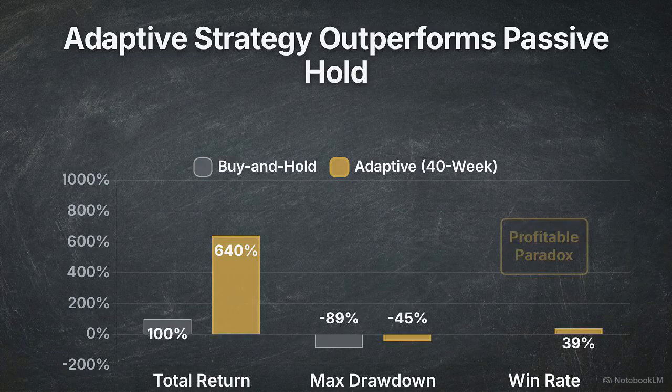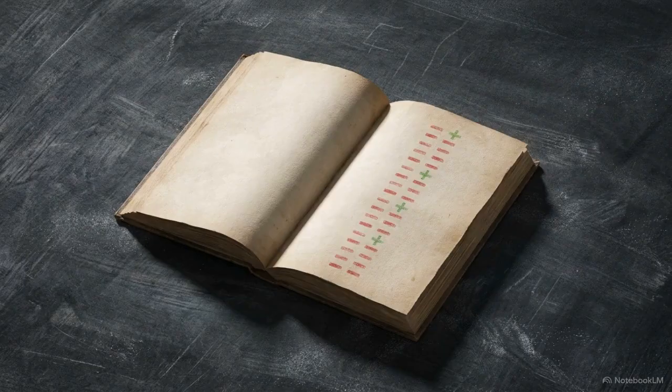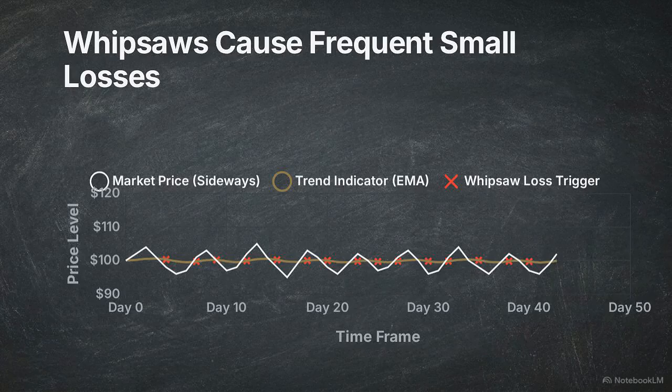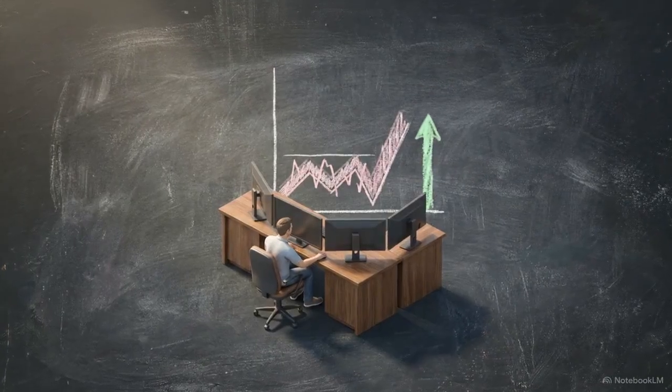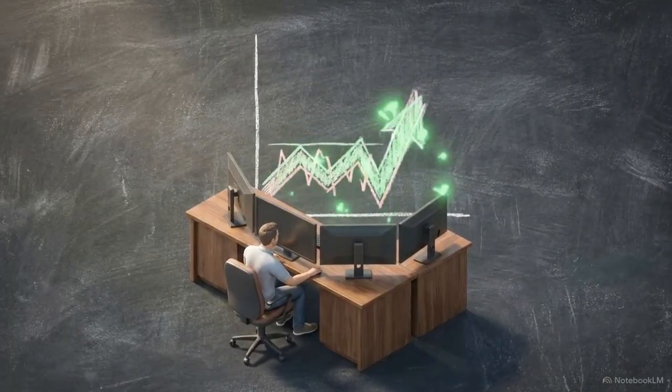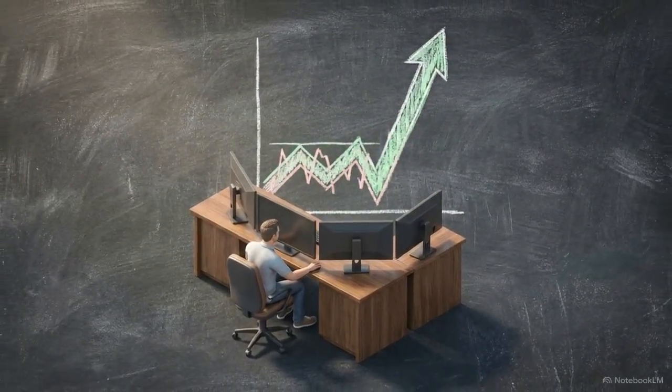But look at the win rate column. This profitable model was only accurate on 39% of its trades. This is the paradox of trend-following systems. They are designed to take frequent, small losses in sideways markets, meaning they are technically wrong more often than not. The system compensates by cutting those minor losses, remaining positioned to capture asymmetric upside when a prolonged trend emerges.